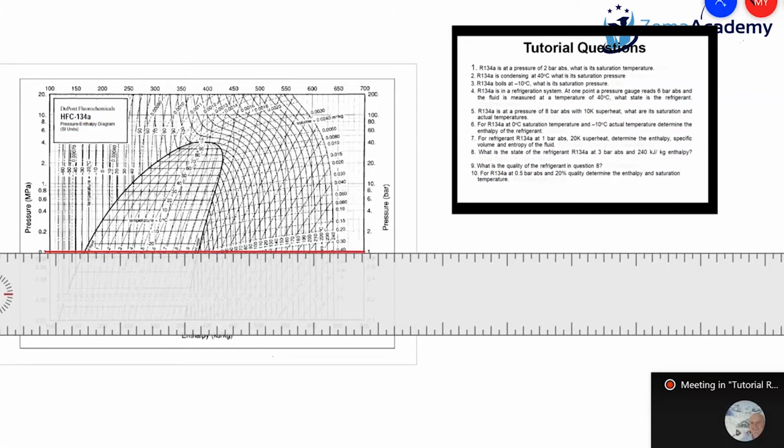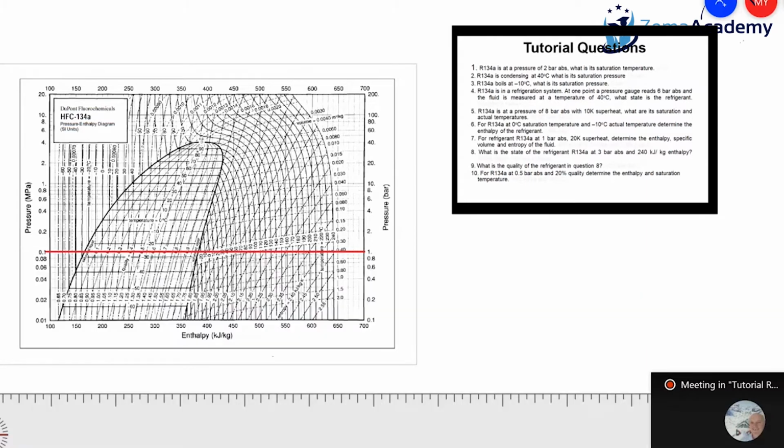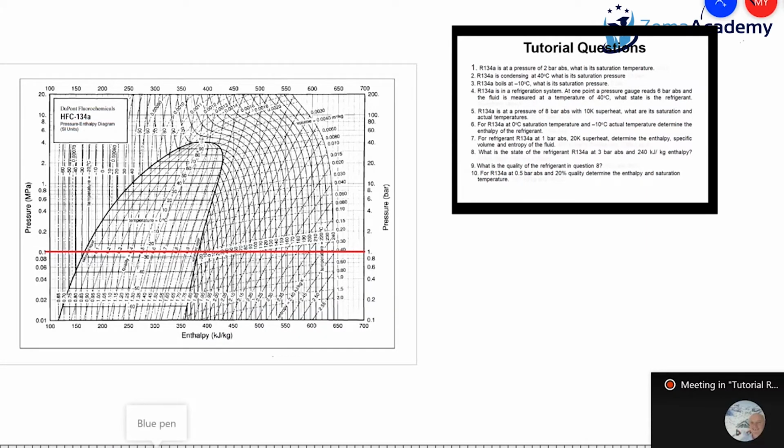Yeah. And then look at the next parameter given. We have 20K. What is this 20K? Temperature, superheat. Yes, superheat. So we're going to use the same formula as what we've used previously. So degree of superheat is equal to T actual minus T sat, right?